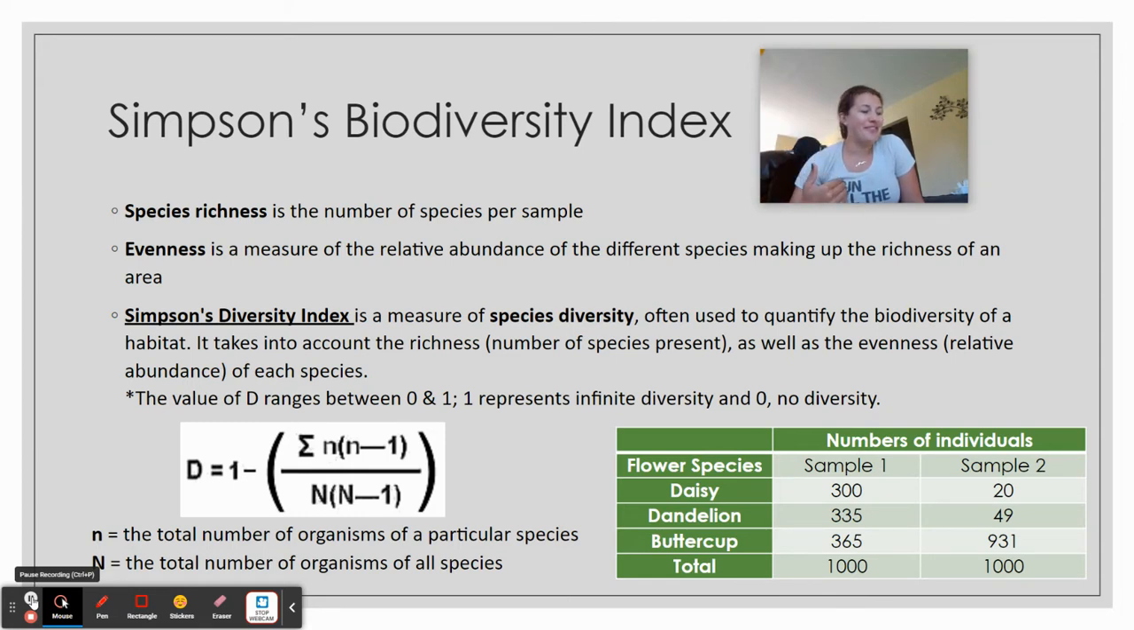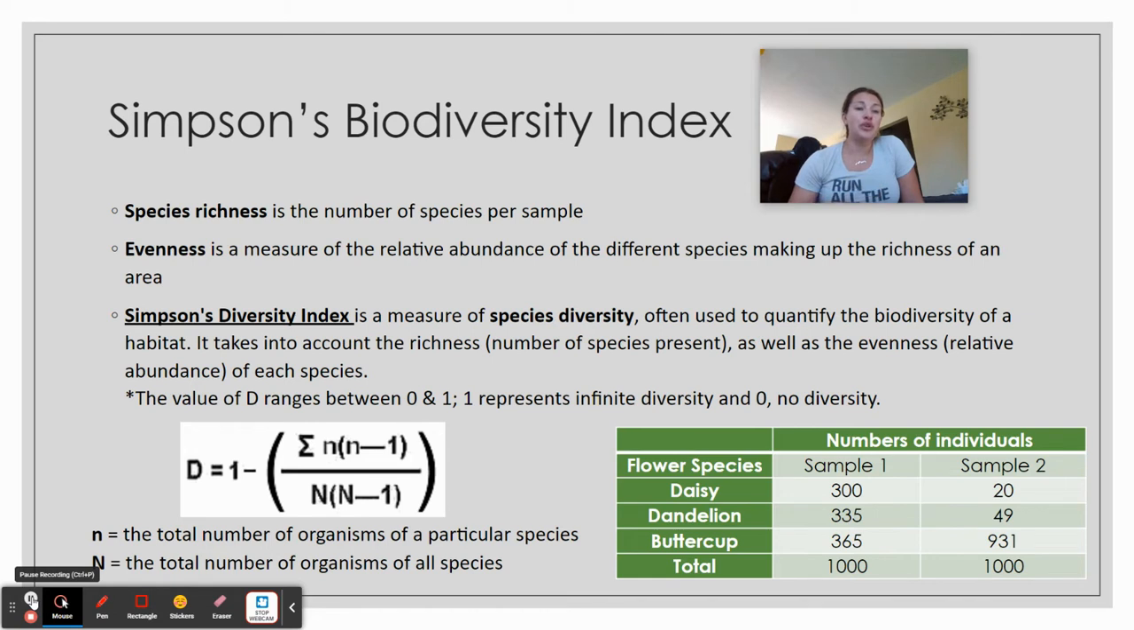So, if we have all of these different plant species, we can look at the first column, sample 1, and we have a daisy, a dandelion, and a buttercup. And all those 3 are pretty even, right? They're all around 300-ish in there. And if we look at sample 2, we also have 3 species. So their richness is going to be the same, but the evenness is not the same. There's only 20 daisies, 49 dandelions, and then 931 buttercups.